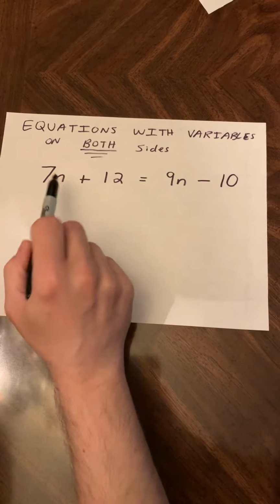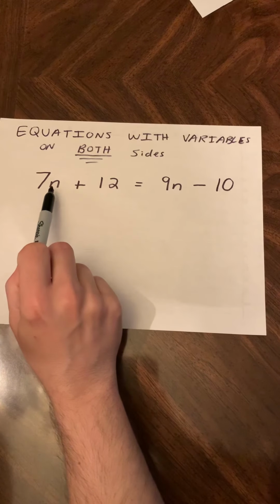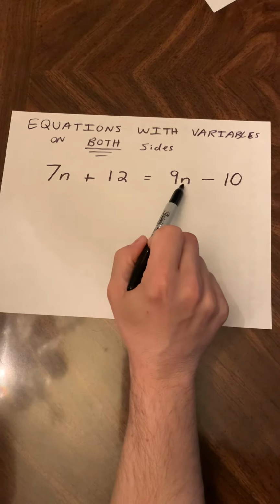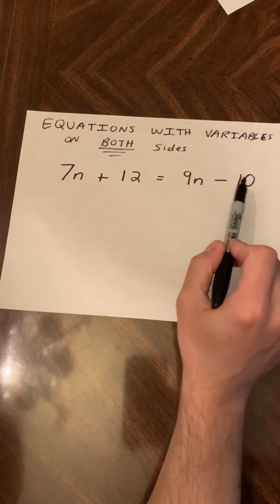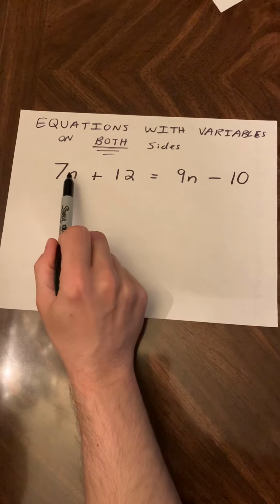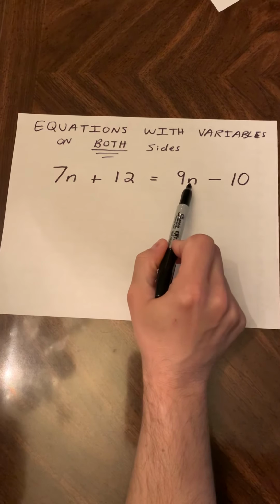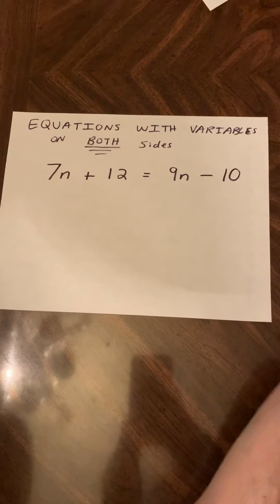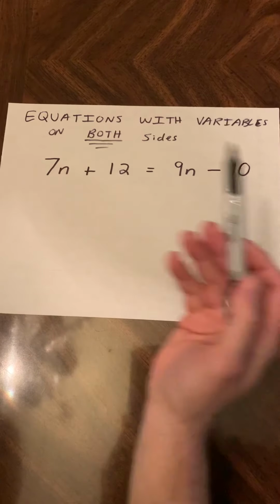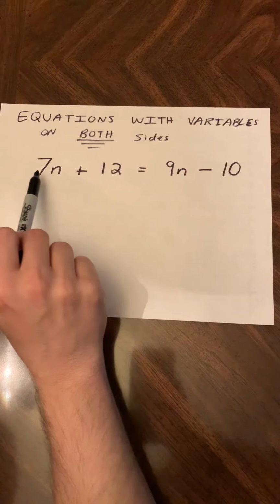When you're solving an equation, you're trying to find the value of the variable that will make the equation true. And true means the left side is equal to the right side. So we're trying to find what number n is going to make the left side of the equation equal to the right side of the equation.